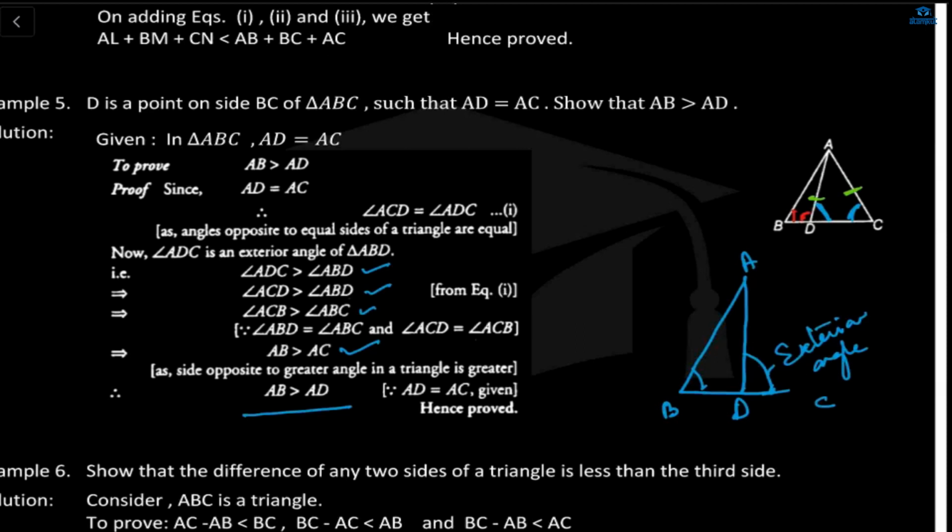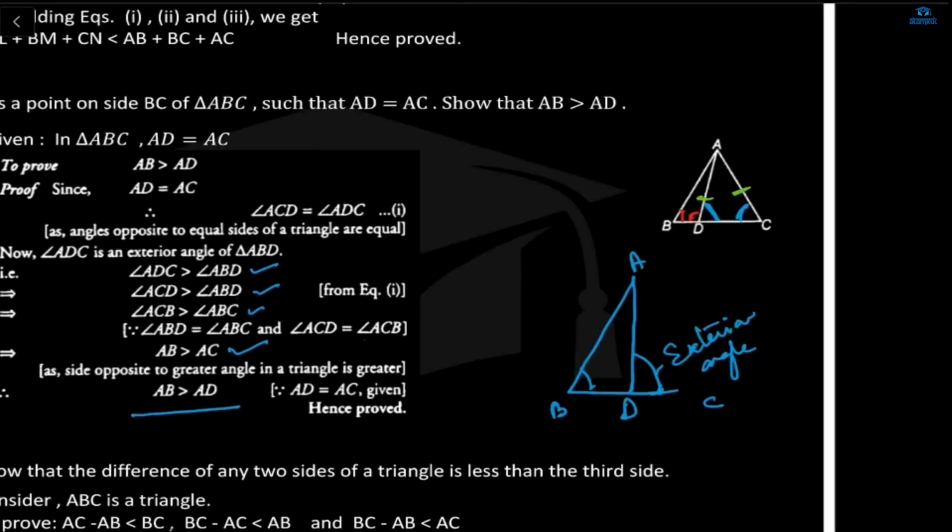So what is your doubt in this question? I couldn't solve it. Okay, see, D is a point on side BC of a triangle ABC. So you have a triangle ABC, and D is a point on BC. You take it any point on BC, such that AD is equal to AC. So AD is equal to AC is given.